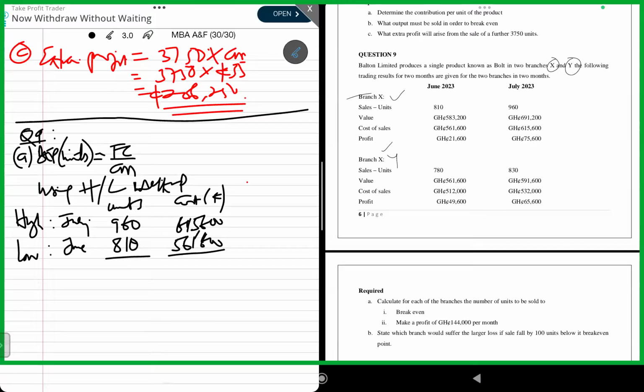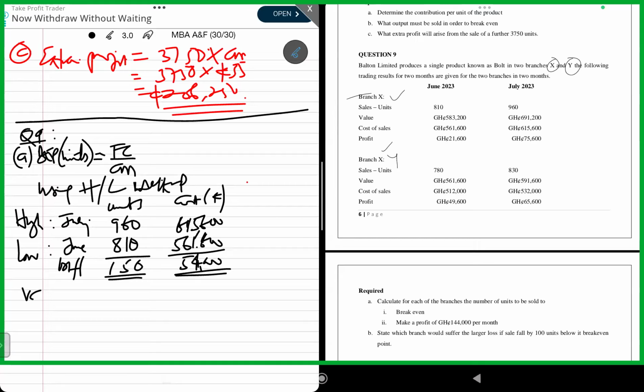Then we find the differences. The difference in cost is 615,600 minus 561,600, which is 54,000. Yes, you are correct, 54,000. So we have to find the variable cost.